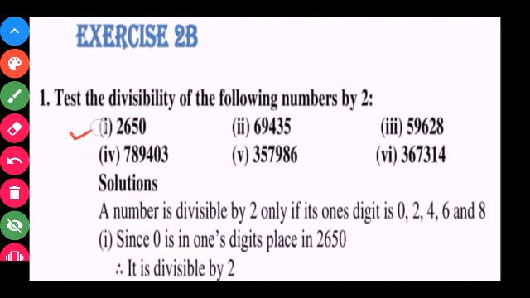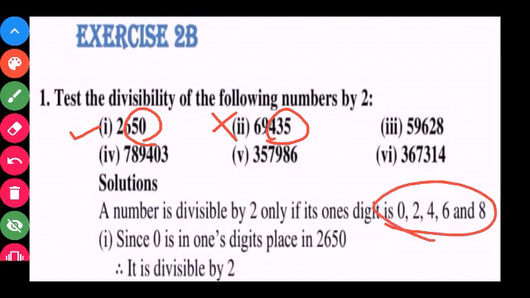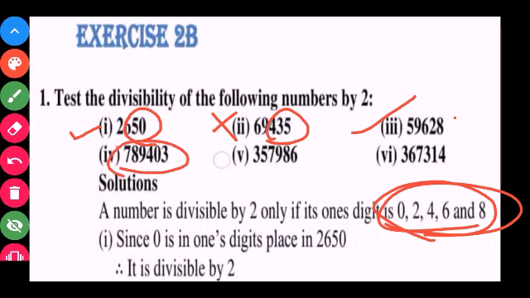Here in the first part, the unit place contains 0, so that's why this is divisible by 2. Here the unit place contains 5, so this is not divisible by 2. Why? Because if it contains 0, 2, 4, 6, 8, then it is divisible by 2. So this is not. Here this contains 8, so it is divisible by 2. And here it contains 4, that's why it is divisible by 2. Understand?